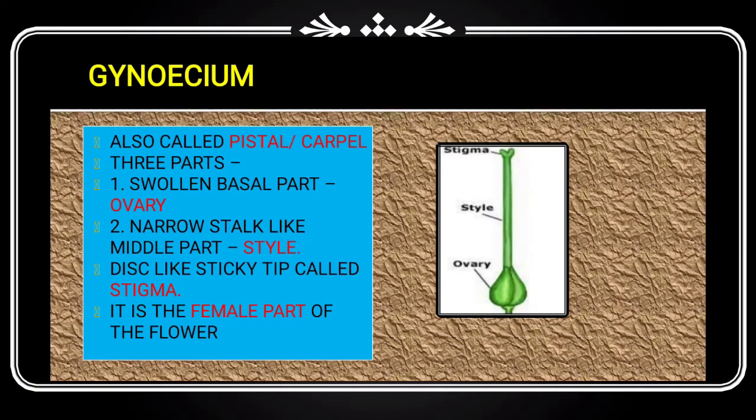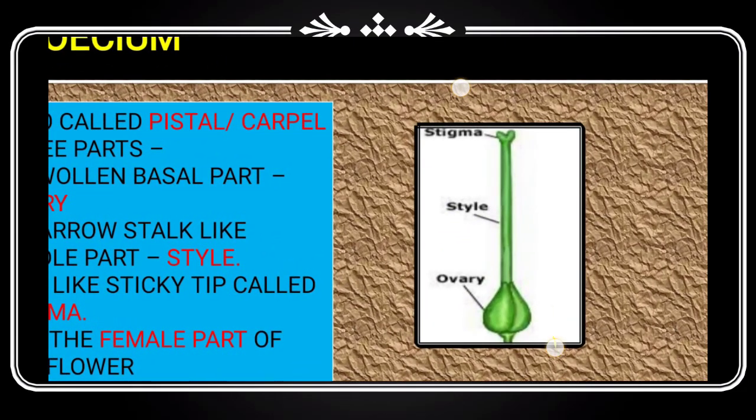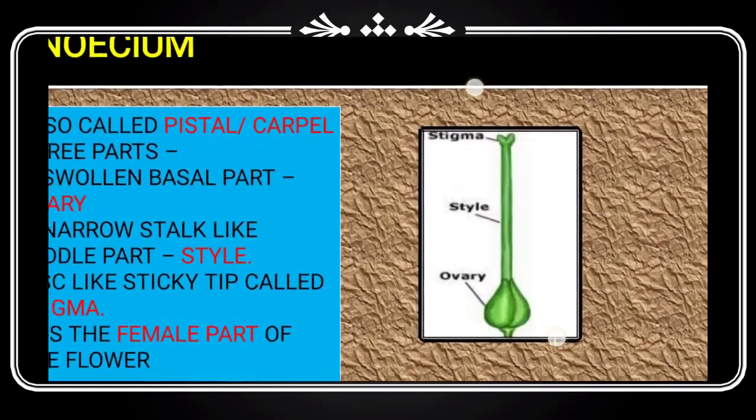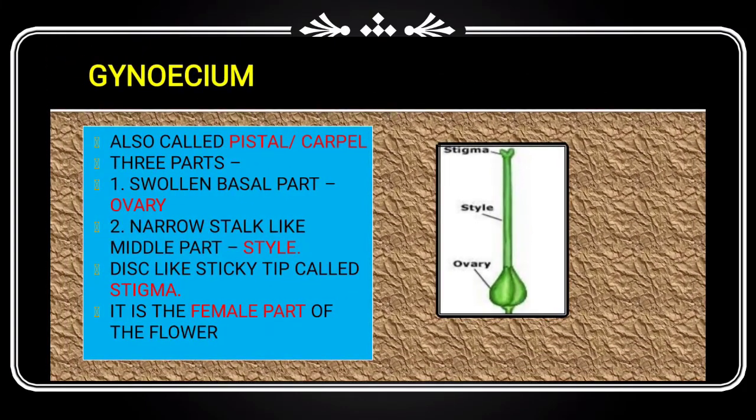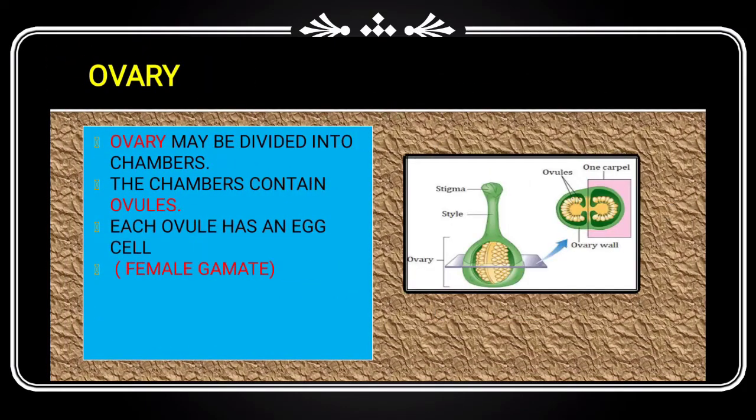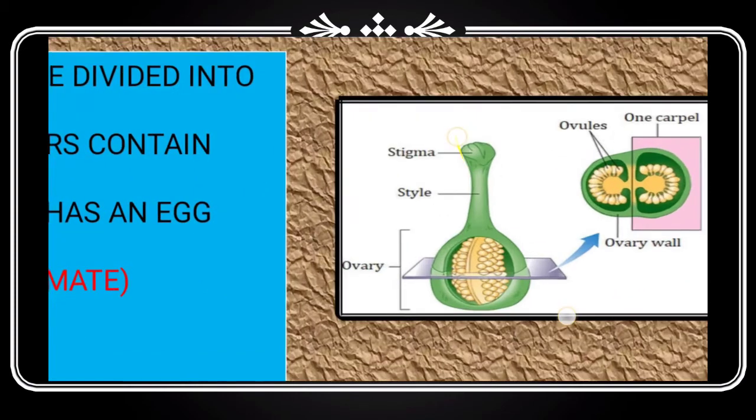Gynoecium, also called pistil or carpel, consists of three parts: the swollen basal part called ovary, the narrow stalk-like middle part called style, and the disc-like sticky tip called stigma. It is the female part of the flower. The ovary may be divided into chambers. The chambers contain ovules. Each ovule has an egg cell, which is the female gamete.